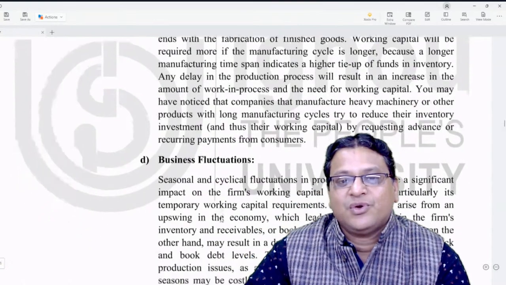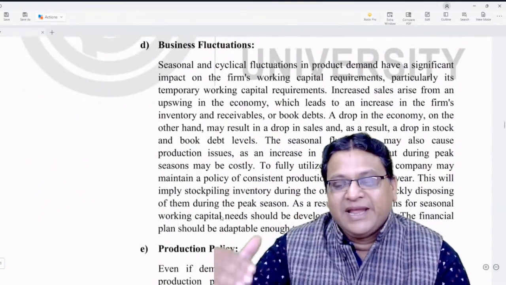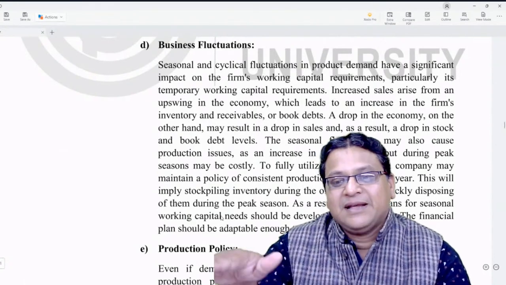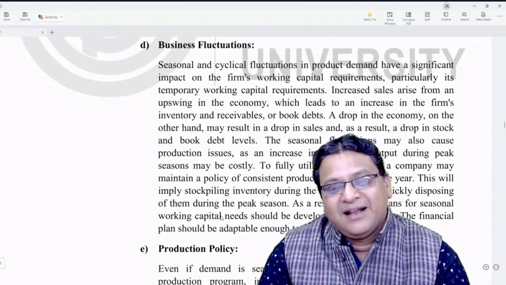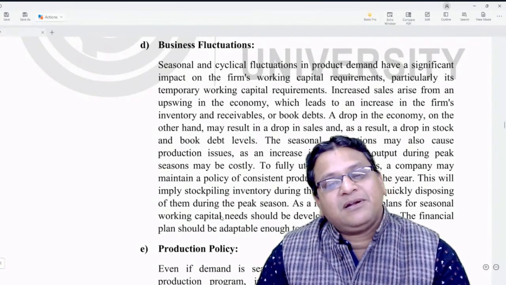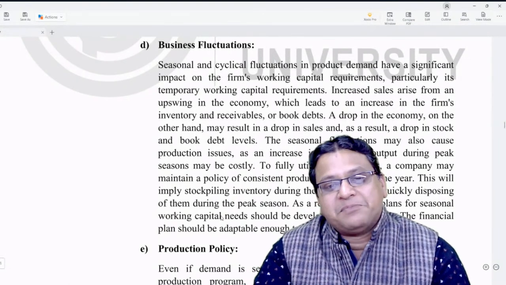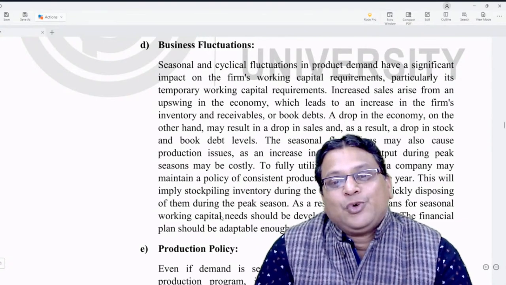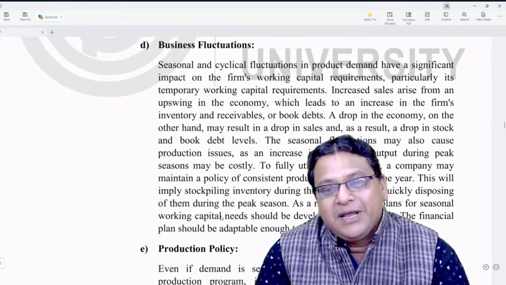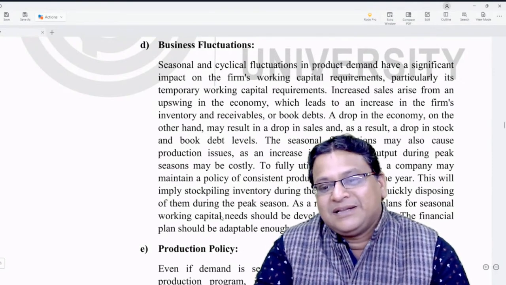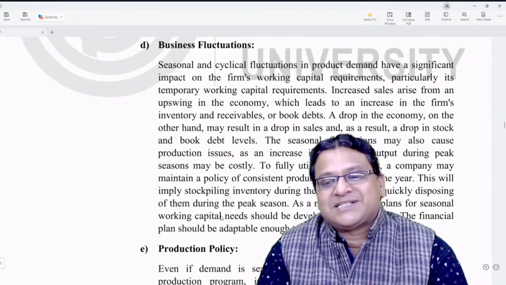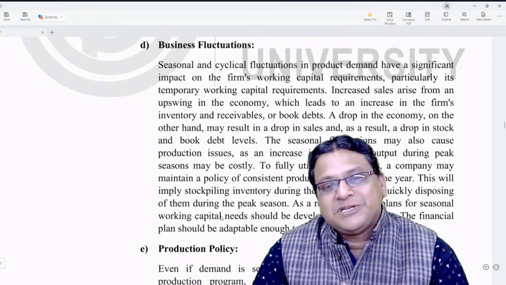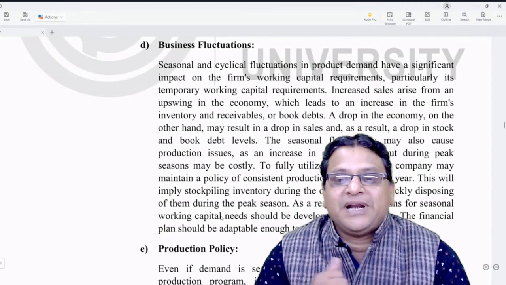Next, business fluctuations. What is business fluctuations? Business moves in wave-like movements. Generally the economy fluctuates in wave-like movements, which is known as business cycle. There are boom periods, there are recession periods. In case of boom period, the sales of many firms increase. Hence, at that time, the working capital requirement will be more. In good times, in boom period, working capital requirement will be more. And in recession time, there is gloom throughout the business. In off-season throughout the business, sales of different businesses come down. In that case, working capital requirement will be less. So business fluctuations also affect the working capital requirement of the business.